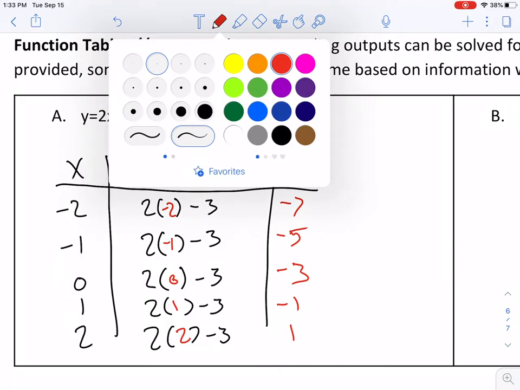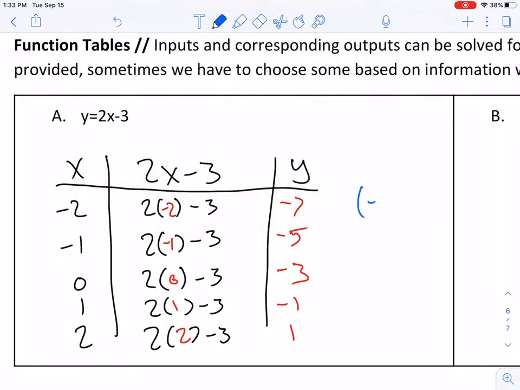And we could write these as ordered pairs. So when we plugged in a negative 2 for x, we got out a negative 7 for y. When we plugged in a negative 1 for x, we got out a negative 5 for y. When we plugged in 0 for x, we got out a negative 3 for y. So on and so forth.